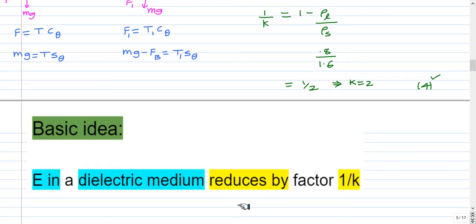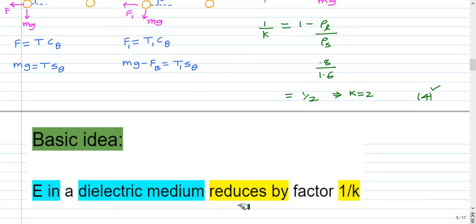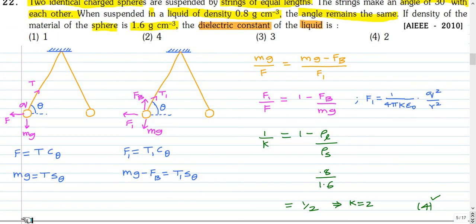The basic idea that is used is the electric field in dielectric medium reduces by a factor 1 by K. So when the electric field reduces by a factor 1 by K, this electrostatic repulsion will reduce, so the sphere will try to come closer, but there is a buoyancy force which will balance that, and the dielectric constant corresponding to that balance is 2.